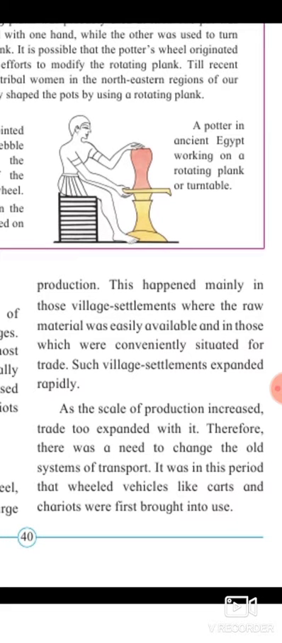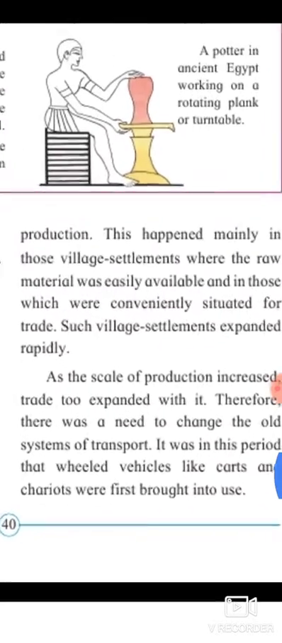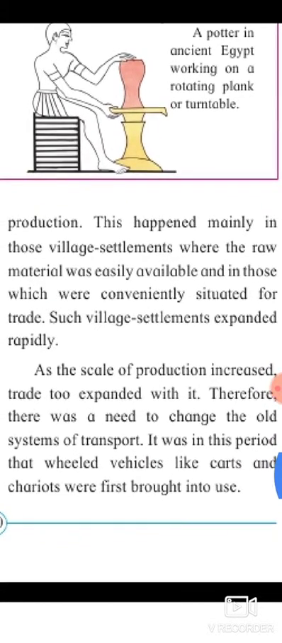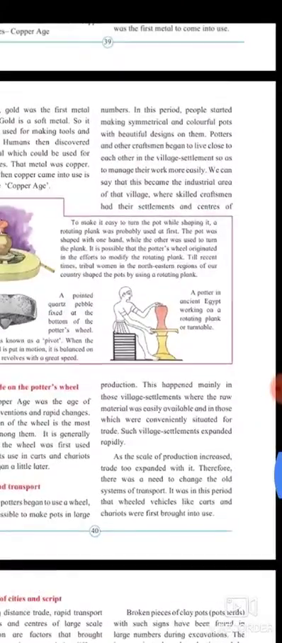This happened mainly in those village settlements where the raw material was easily available and which were conveniently suited for trade. Such village settlements expanded rapidly. As the scale of production increased, trade too expanded with it. Therefore, there was a need to change the old system of transport. It was in this period that wheeled vehicles like carts and chariots were first brought into use.